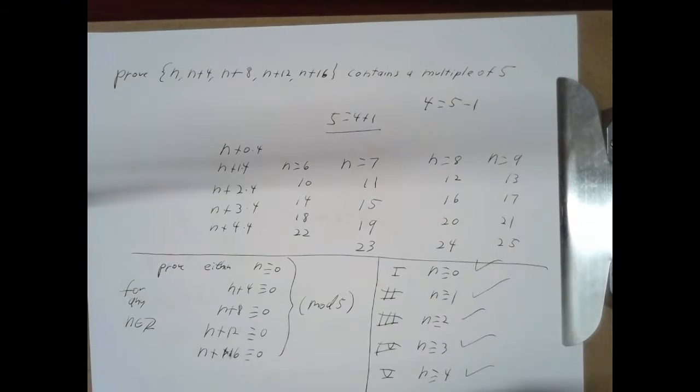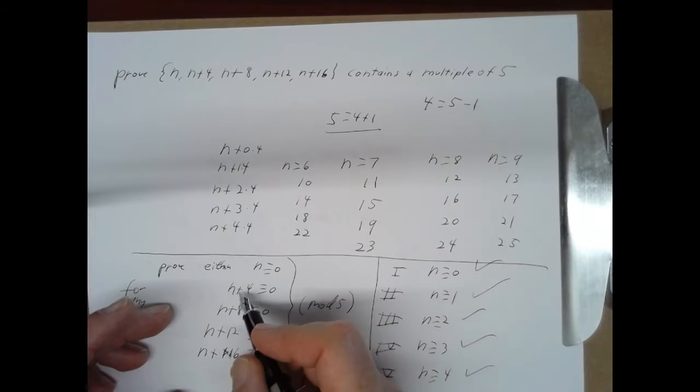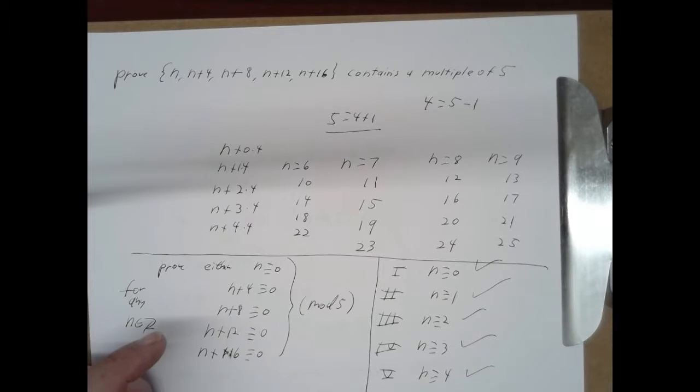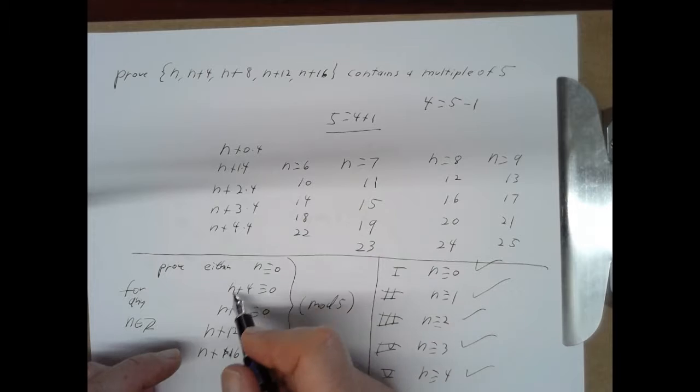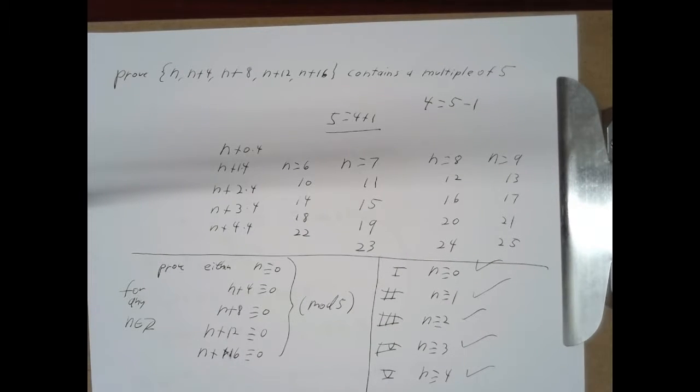And so in any of these 5 possible cases, we've proven that at least one of these 5 statements is true, which means that one of these expressions is divisible by 5. And that's all you've got to do to prove this.